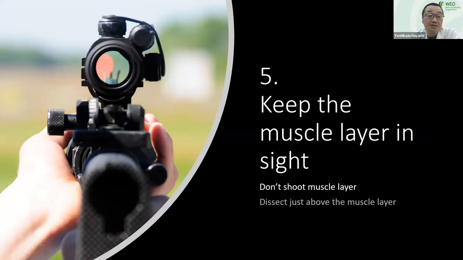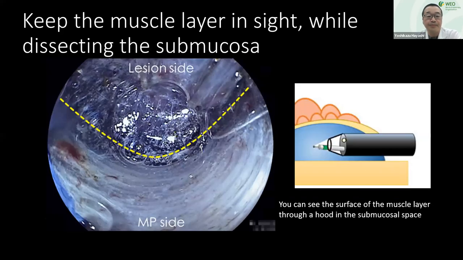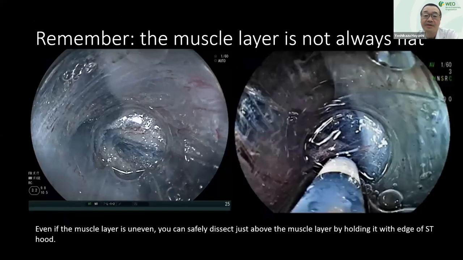The fifth is keep the muscle layer in sight. We shouldn't damage the muscle layer. We should dissect just above the muscle layer. So you can see the surface of the muscle layer through a hood in the submucosal space like this. As this yellow dotted line shows, it's possible to dissect the submucosa just above the muscle layer like this.